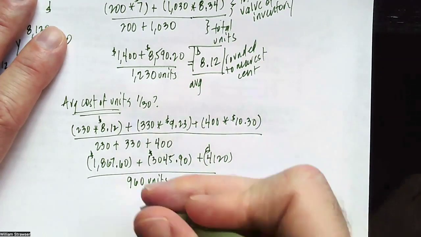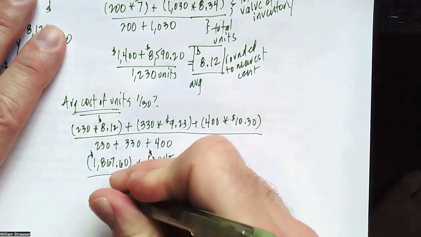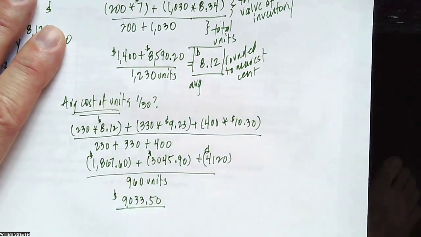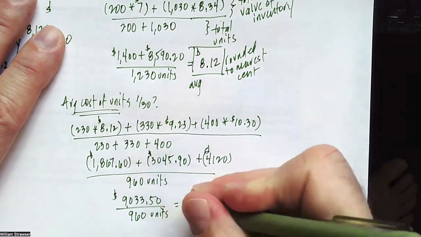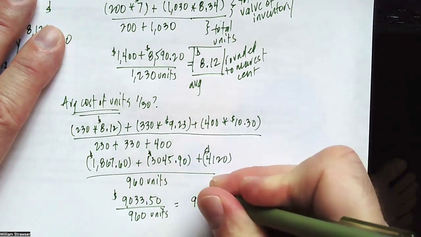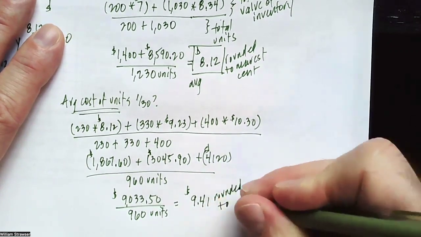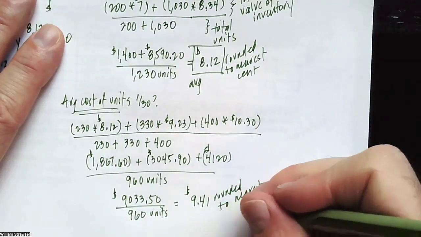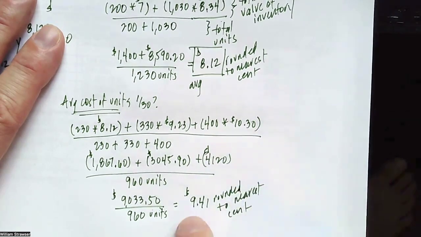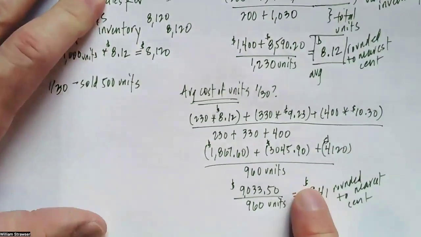So if I add the numerator up, I have $9,033.50. It's the total value of all those goods. And I divide that by 960 units. I get a price per unit of, if I round, $9.41. And again, I rounded that to the nearest cent, but you don't have to. I'll just look at your inputs to figure out whether you're doing this correctly. So $9.41. And now I can simply apply that average cost, right?